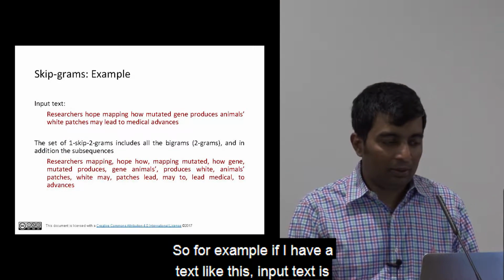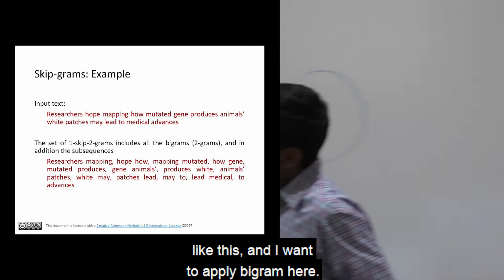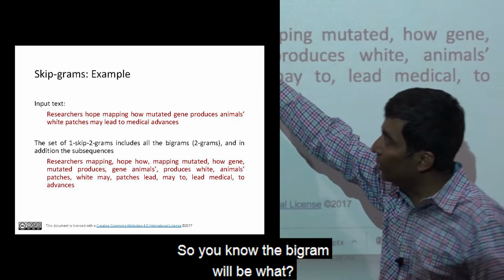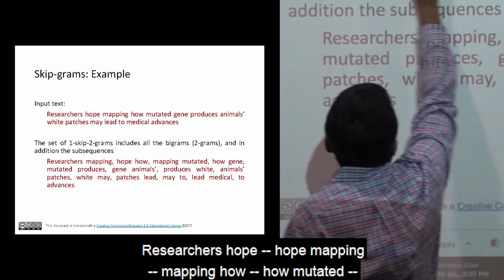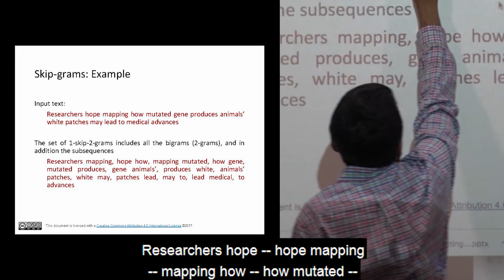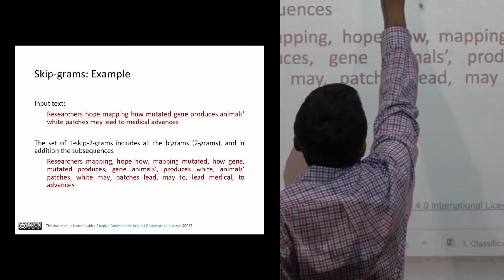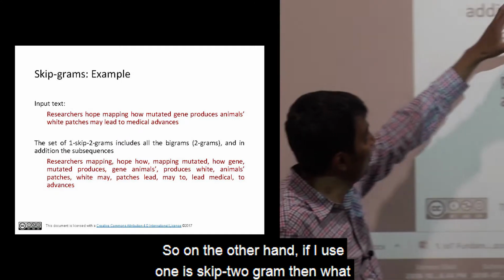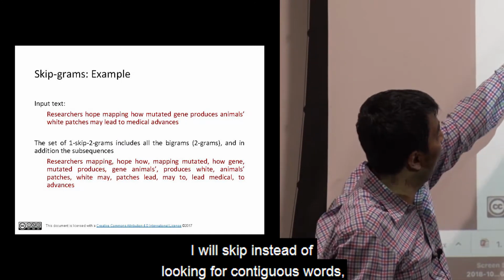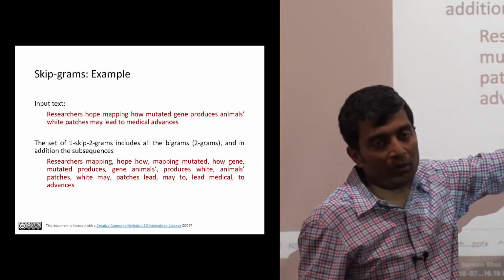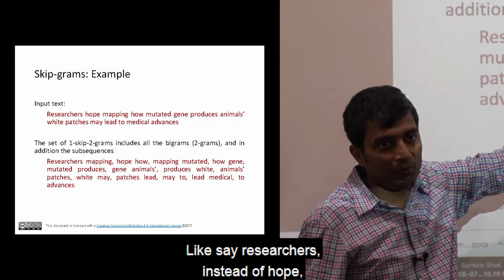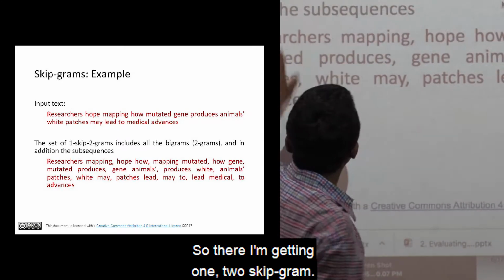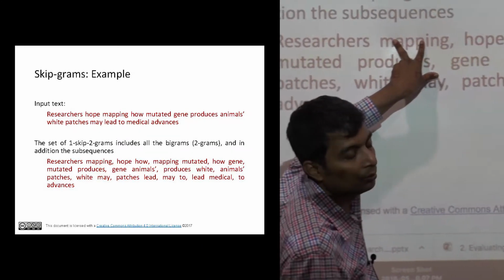For example, if I have an input text like this and I want to apply bigrams here, the bigrams will be: researchers hope, hope mapping, mapping how, mutated gene, something like this. On the other hand, if I use a 1-skip 2-gram, instead of looking for contiguous words, I will skip one of the words. Say, instead of "researchers hope", I will skip "hope" and get "researchers mapping". So there I am getting a 1-skip 2-gram.